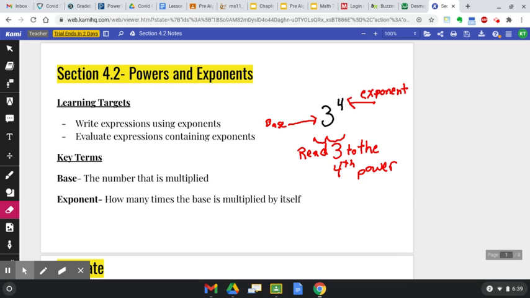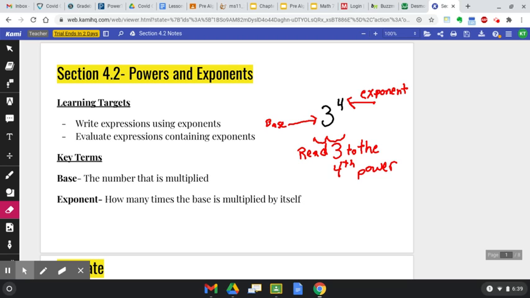All right, let's get into section 4.2, which is powers and exponents. So our learning targets for today are to be able to write expressions using exponents and also evaluate those expressions that contain exponents. So our key terms are base and exponent, right?